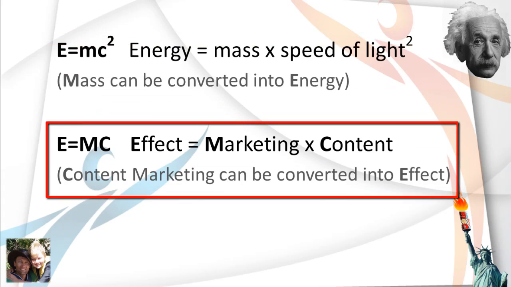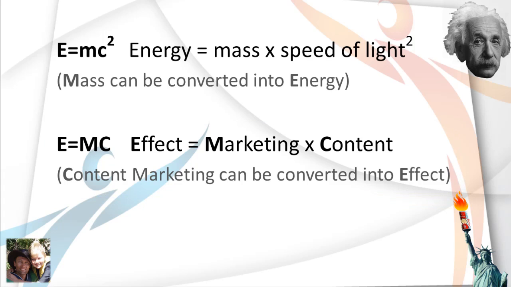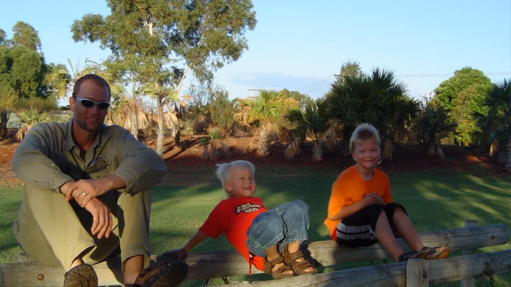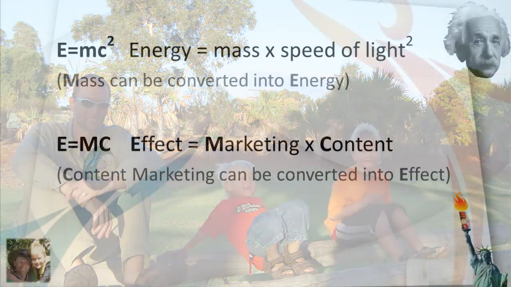The content marketing formula, E equals mc. Effect equals marketing times content. And there you have it. Content marketing can be converted into effect. Effect is your result. That's the money you earned and the accolades that you received for your efforts and that you keep receiving going forward. Good news is, knowing this, anyone can do it following this very, very simple formula.